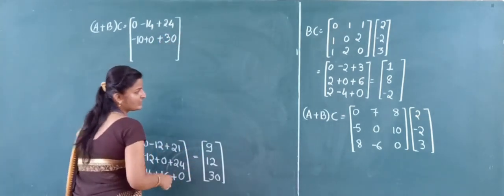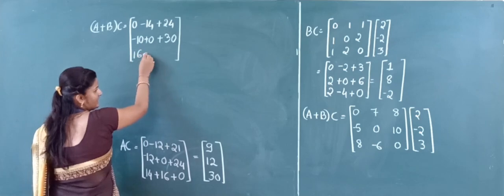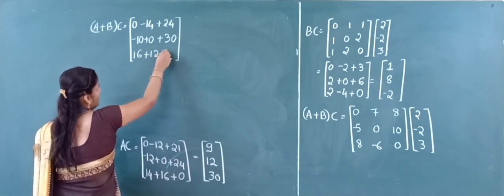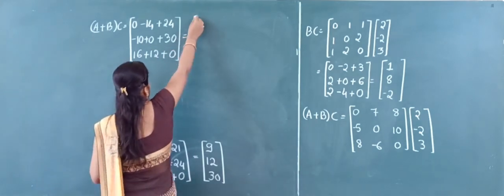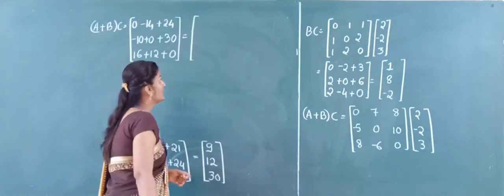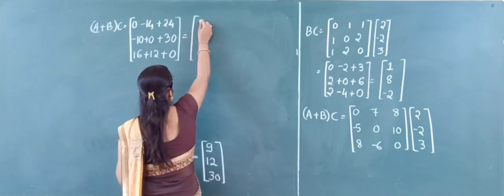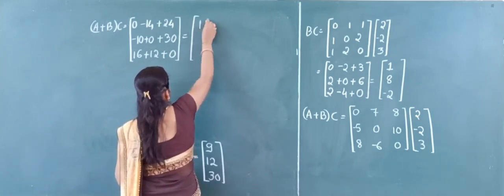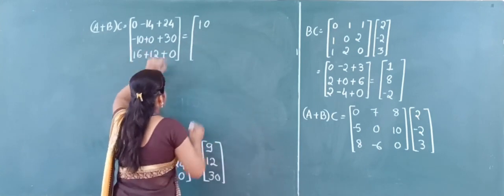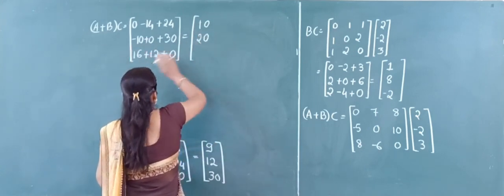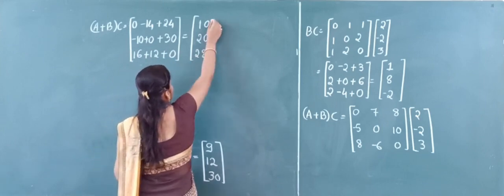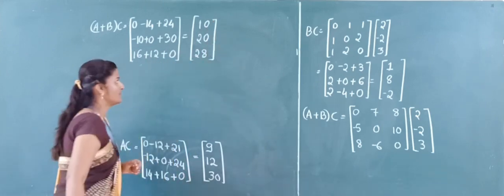Next, what is our third row? 8 2s are 16. Minus into minus is plus, 6 2s are 12. Plus 0. So what will be our A plus B into C? That is minus 14 plus 24, 10, and minus 10 plus 30, 20, and here 28. This is our A plus B into C.